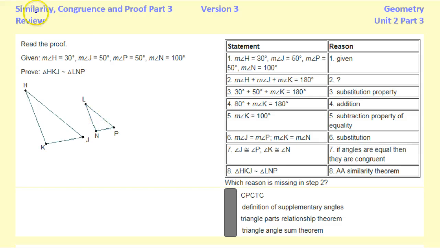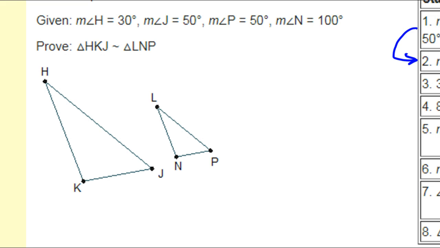This video is about similarity, congruence, and proof. In the first problem, they give us this proof with all the statements and reasons except there's one reason missing. So we just need to figure out how they got from step 1 to step 2, because that'll be the answer to the question. Now step 1 is just the given, so let's fill in all the given and see what we've got.